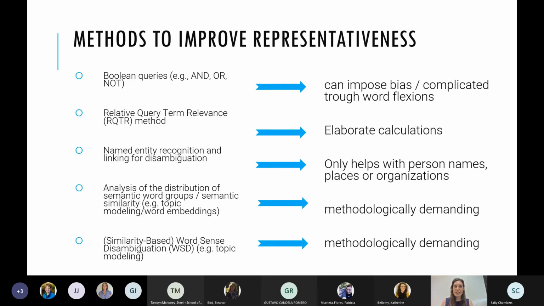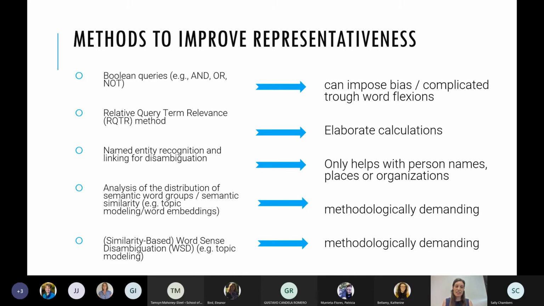Then, of course, there's named entity recognition and linking, together, which can be used for disambiguation, which means, especially with the linking, I can find out what is the meaning of a specific word, which is used especially for persons, but also of course for places. But this only helps when person names, places, or organizations are included. For example, with the topic of migration, which is not a named entity, this is not very helpful.